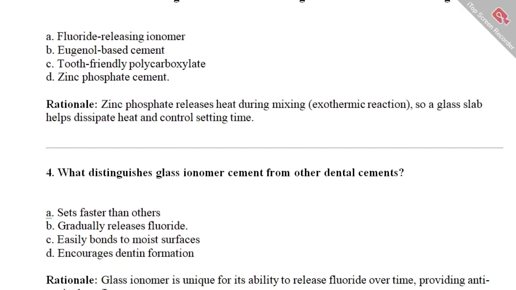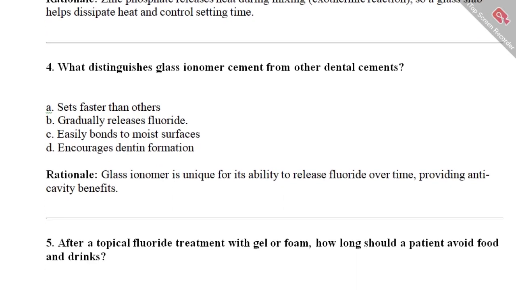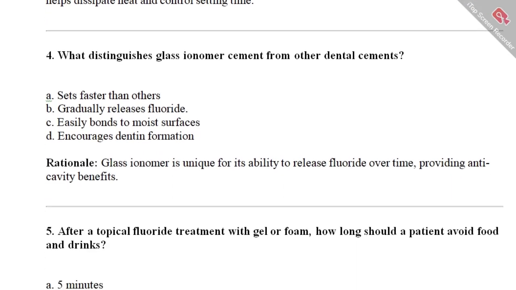Question number 4. What distinguishes glass ionomer cements from other dental cements? Option A, sets faster than others. Option B, gradually releases fluoride. Option C, easily bonds to wet surfaces. Option D, encourages dentine formation. So if you think option B is the correct option, you are 100% right.